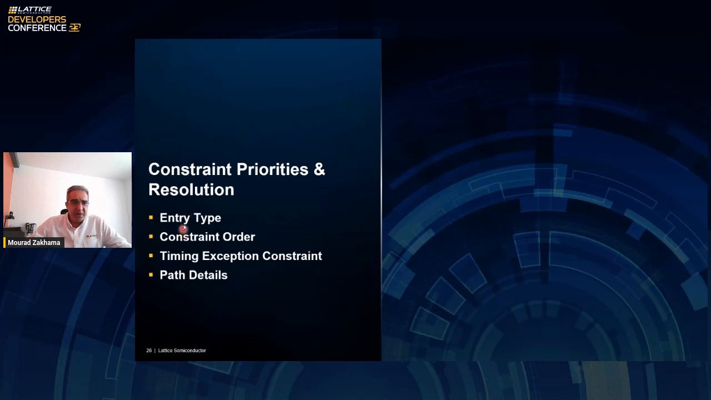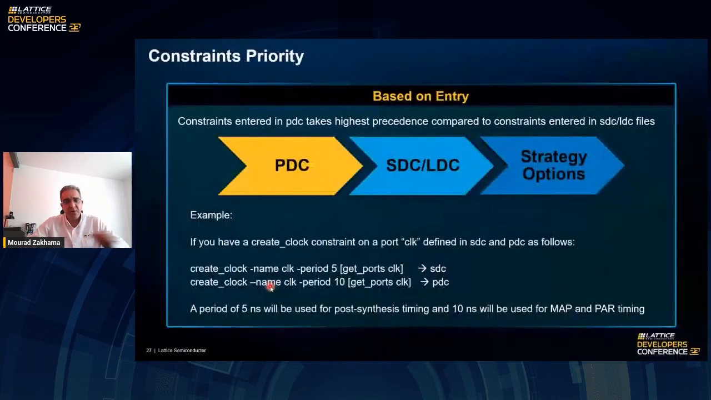So there are different types of rules that we're going to go through: entry type, constraint order, timing exceptions, and path details. Let's go through all of these. First, constraint priority is based on entry, so it depends where you enter the timing constraint. Are they post synthesis, meaning a PDC file, or pre-synthesis, or at the strategy option or setting in the tool? PDC will take precedence. It will take highest priority over all these different options.